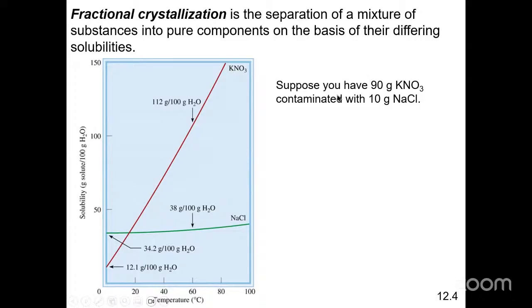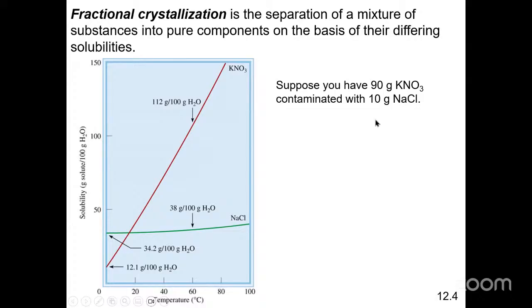So let's say you have a mixture of sodium chloride and potassium nitrate where the potassium nitrate is in greater abundance, 90 grams, and it is contaminated with 10 grams of the sodium chloride. So your aim is to basically separate as much as you can the potassium nitrate from the mixture, right?